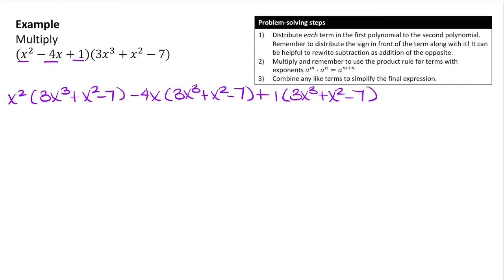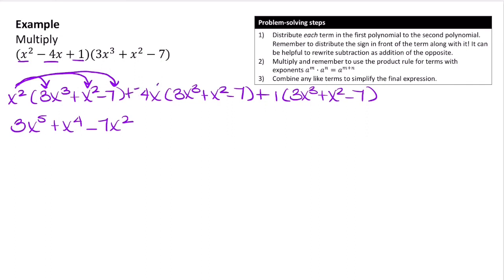Okay, so let's do all our distributing. So we have x squared times 3x cubed, so it's going to be 3 and then x to the 5th. X squared times x squared is going to be plus x to the 4th. Minus x squared times 7, so that's 7x squared. Okay, so that minus 4x, I'm going to rewrite that as plus negative 4x.